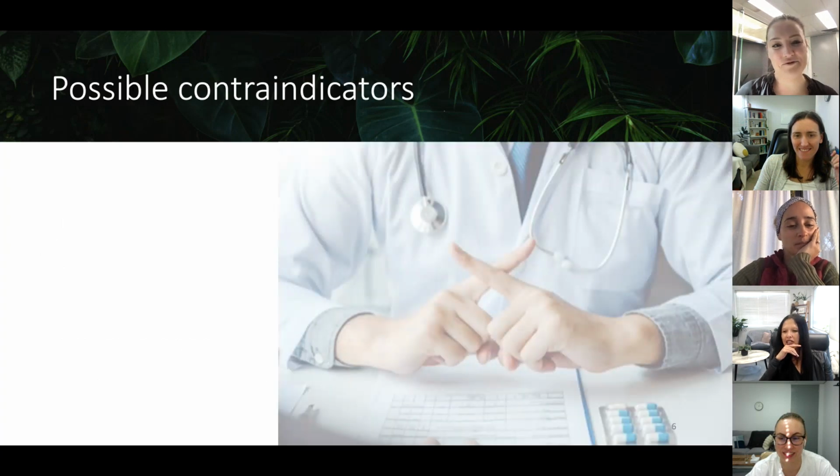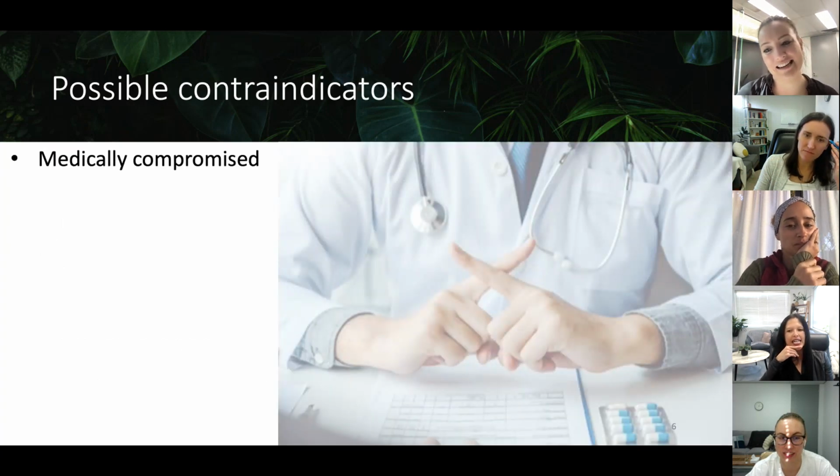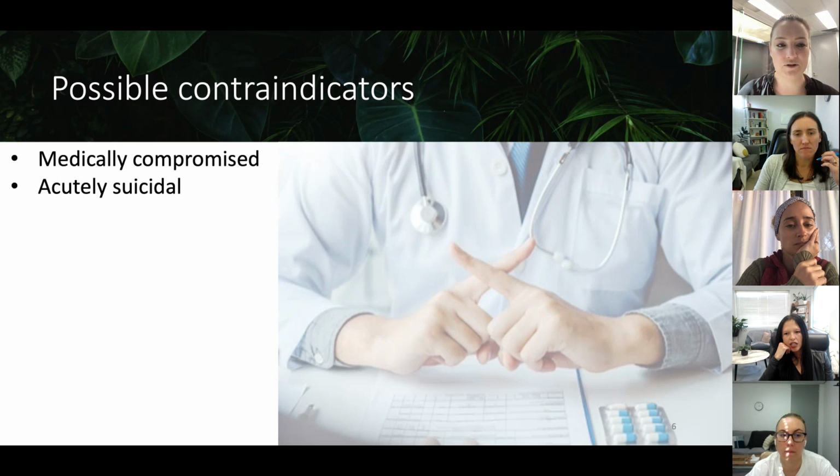Okay, so possible contraindications. Obviously, anyone who's medically compromised, and that's why we have the systems and processes in place to make sure someone's safe to be in outpatient treatment. Someone who's acutely suicidal, obviously that's different to someone having suicidal thoughts but no intent or plan, and that's something we're also needing to keep an eye on throughout CBT-E. If someone does admit to having ideation but no plan or intent, we're just following that up along in treatment.